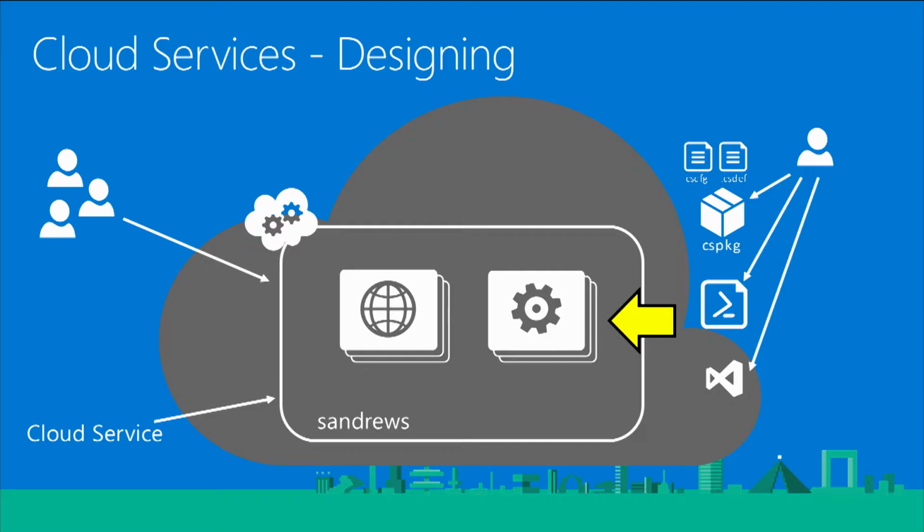Now within this cloud service, we can have web roles or worker roles. We can also have virtual machines, but for the sake of cloud services, we're going to focus on web roles and worker roles right now. Web roles are exactly what you think they are. They're just compute instances that host a web application. Worker roles are compute instances that don't host a web application.